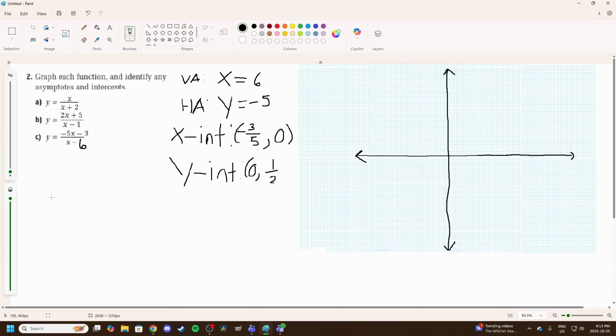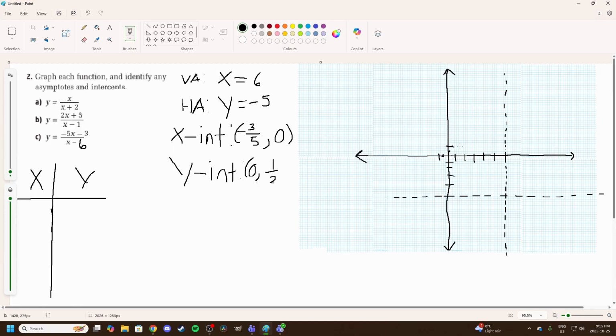So last but not least, all we're going to do is use a table of values, okay? And we're going to start graphing, but I'm going to set up my asymptotes first and my intercepts, okay? Okay, so I have set up both my asymptotes and both my intercepts, okay? So again, all we're going to do is a table of values, right? So let's start off with this left side, right?